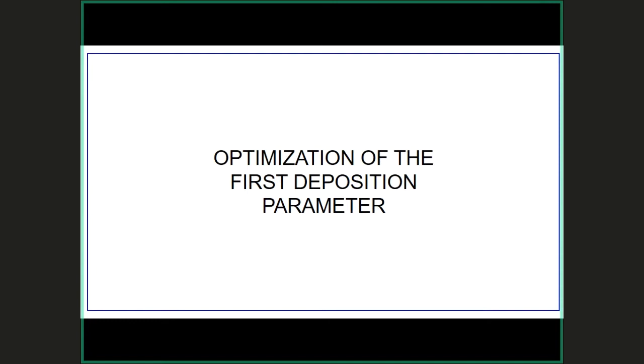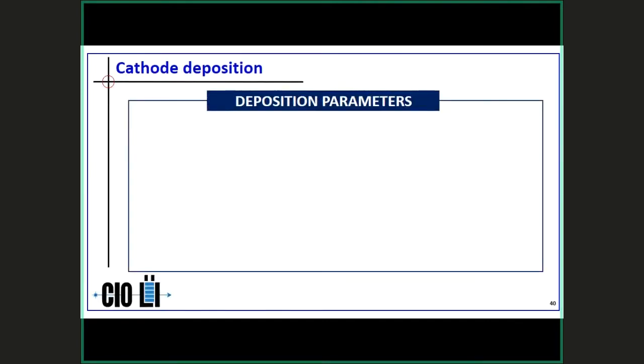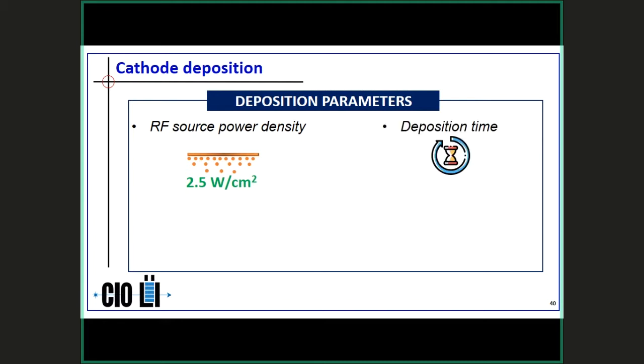So here we created different cathodes. We fixed some parameters and we varied only one parameter in order to do a little science. So this is the box of the deposition parameters. The first parameter that was fixed was the source power density, how much power was applied into the gas. This value was fixed to 2.5 watts per square centimeter. Another parameter is the deposition time. In this case, we fixed it to 1 hour in order to have enough time to build the coating.